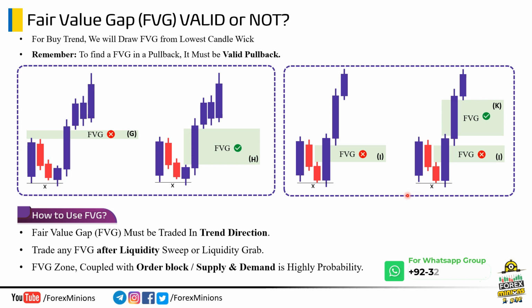I hope these rules are much clear now and you are able to mark a valid fair value gap zone. Now finally, a question comes to mind: how can we trade a valid fair value gap zone in a bullish market? Well, the first most important thing is, a fair value gap must be traded in the bullish trend direction. Always trade any fair value gap after a liquidity sweep or liquidity grab. And finally, a fair value gap zone coupled with an order block or supply and demand is highly probable.